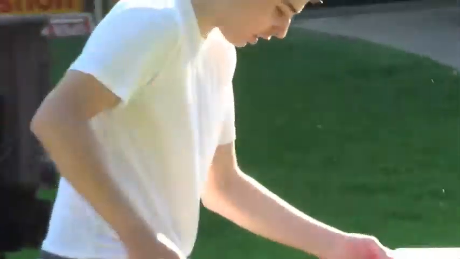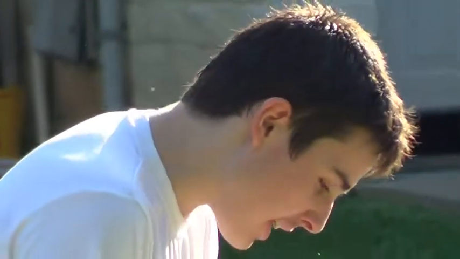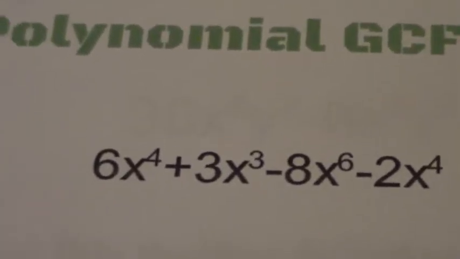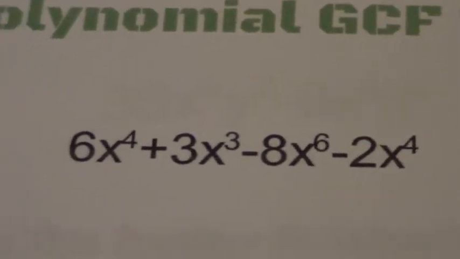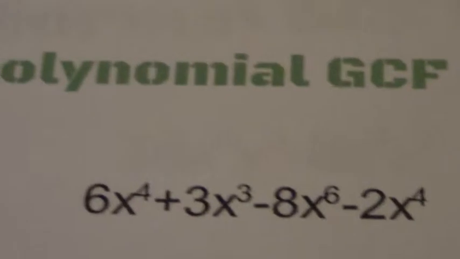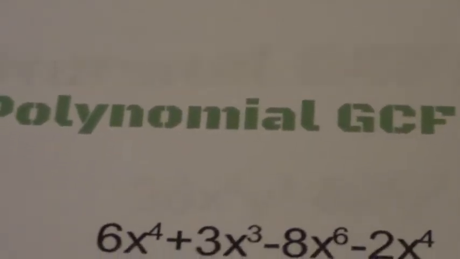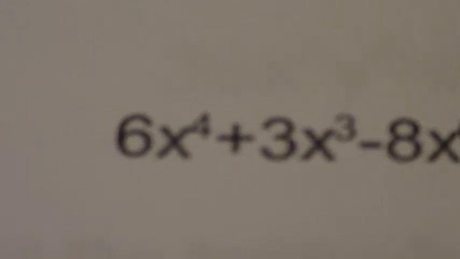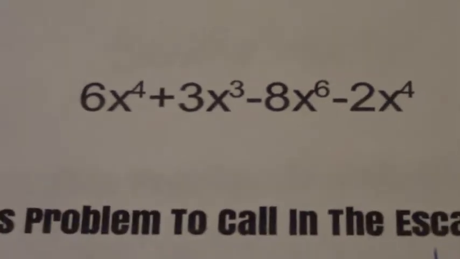It is escape vehicle! But there's a problem on it. It says 6x to the 4th plus 3x to the 3rd minus 8x to the 6th minus 2x to the 4th. Polynomial GCF method. I gotta solve this to get out of here, guys. Let's solve it. Alright. For this problem, 6x to the 4th plus 3x to the 3rd minus 8x to the 6th minus 2x to the 4th, we are going to be factoring using the polynomial GCF method. This is very similar to the normal GCF method, but you may notice that instead of just having the regular 2 terms, we have a full 4 terms this time.